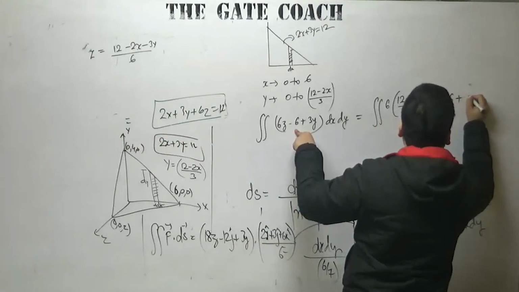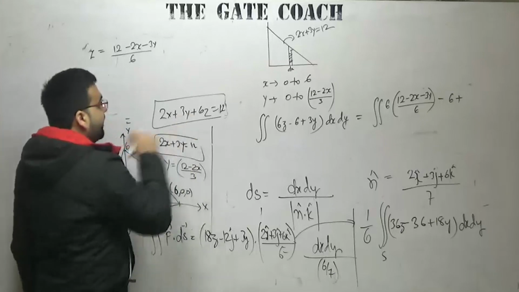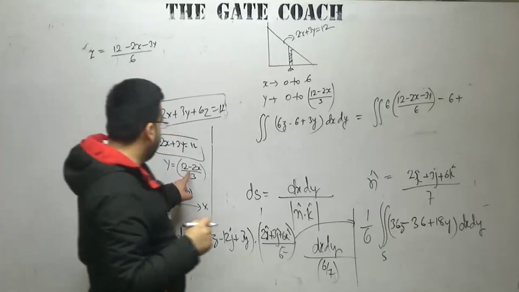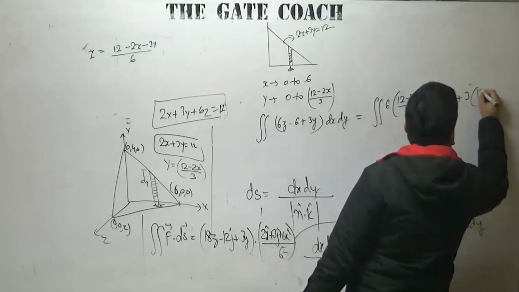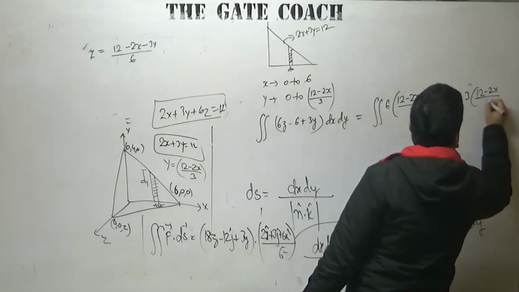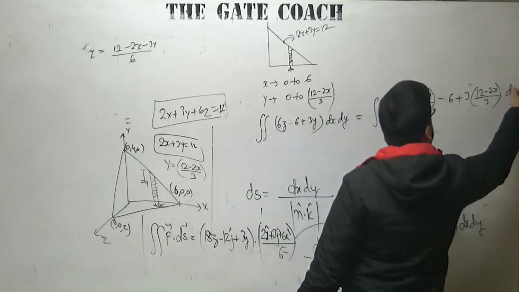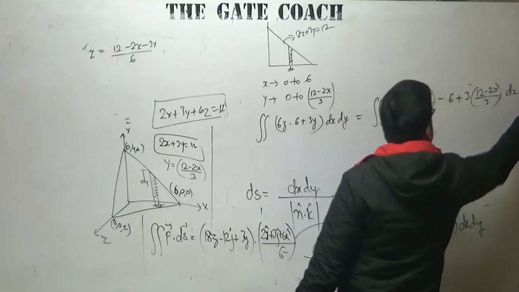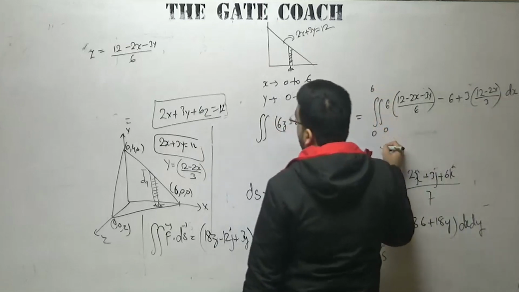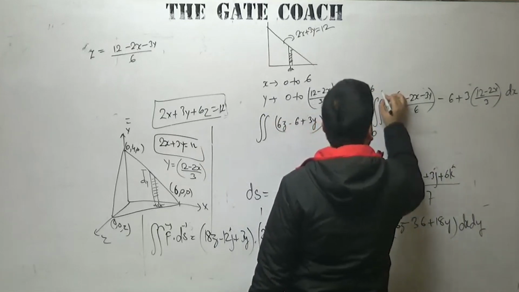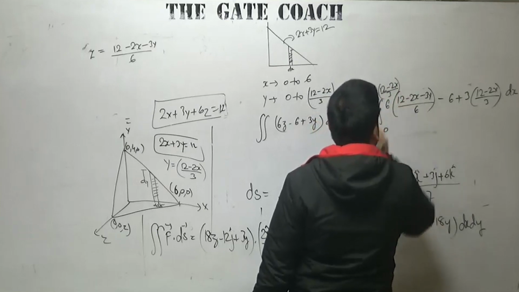and plus 3y. And what is the value of this y? If you put z equal to 0 here, the value of this y is 12 minus 2x divided by 3 plus 3 times of 12 minus 2x divided by 3. Yes, that is dx and dy. X is going from 0 to 6 and y is going from 0 to 12 minus 2x divided by 3.